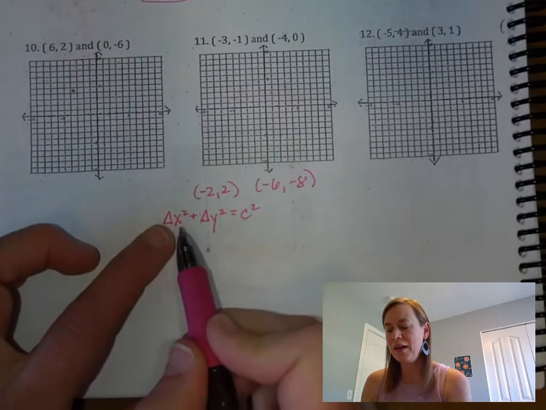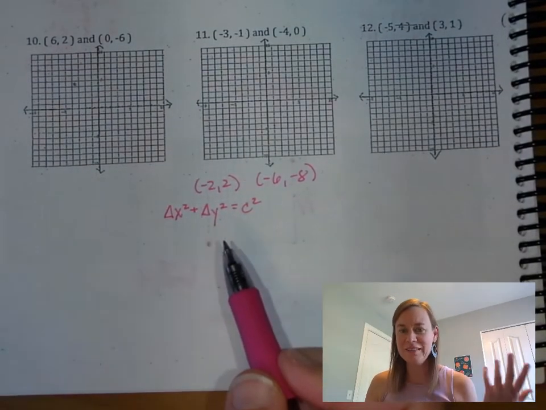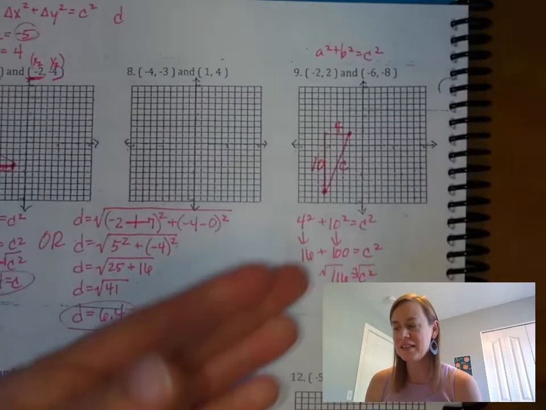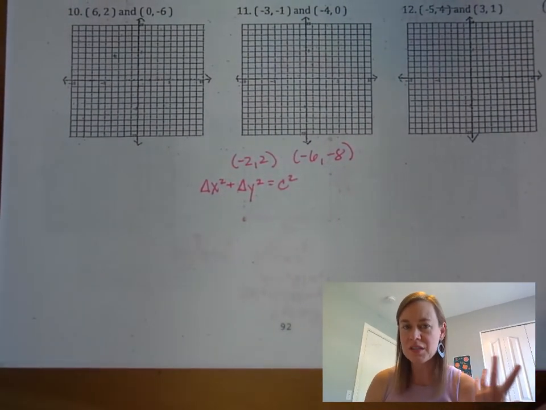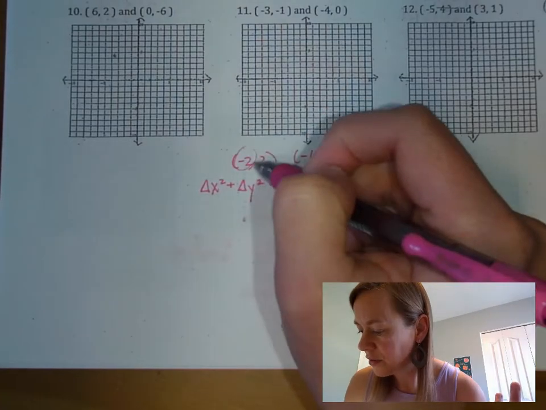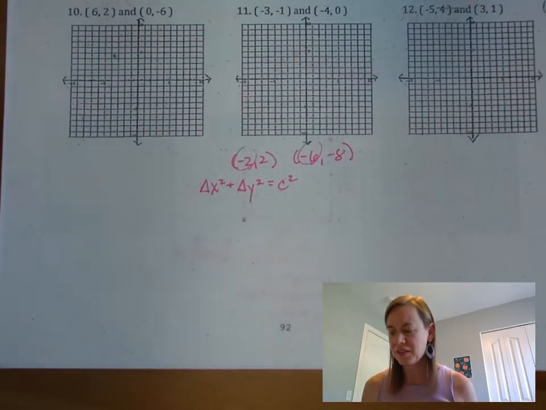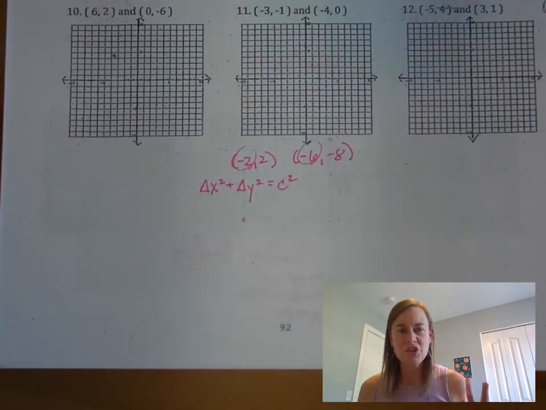All right, so how much did the x change? Well, that's a good question, right? It's easy to see when you draw it, but what about if you're just given all these numbers? Well, first of all, which ones are the x's? You've got the -2 and you've got the -6. How much change was there?